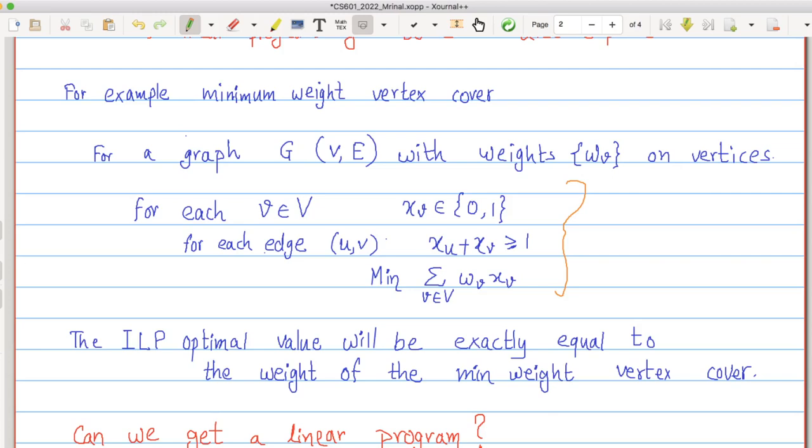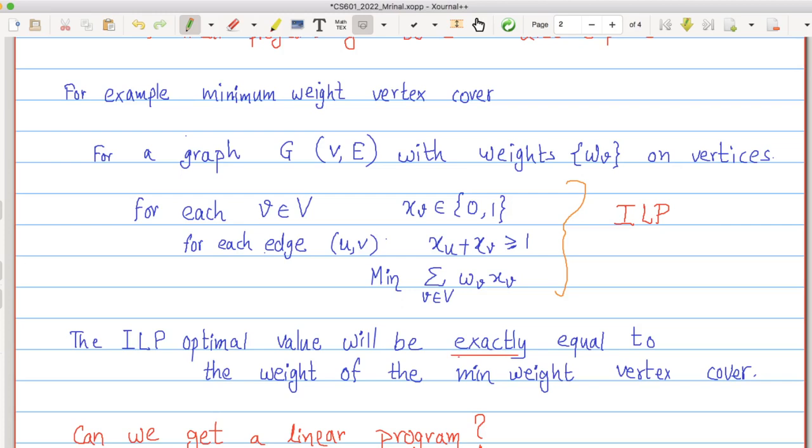So since xv is in {0, 1}, it's clearly a summation over all those vertices which are chosen to be part of the vertex cover, and we are simply adding the weights, right? So it's precisely the weight of the vertex cover. So you can verify, or you can convince yourself, that for this integer linear program, the optimal value will be exactly equal to the weight of the minimum weight vertex cover, right? So it exactly captures your problem, and that kind of proves that ILP is NP hard, right?